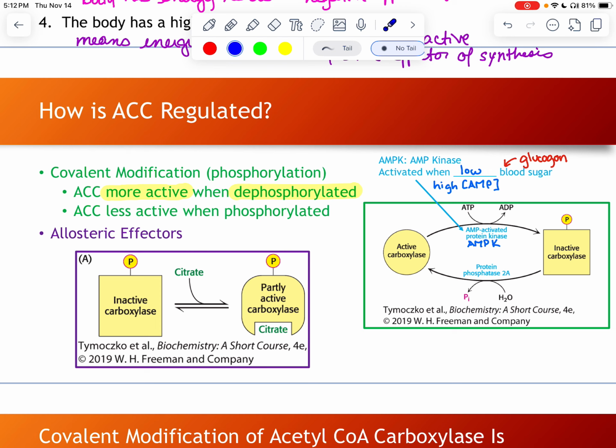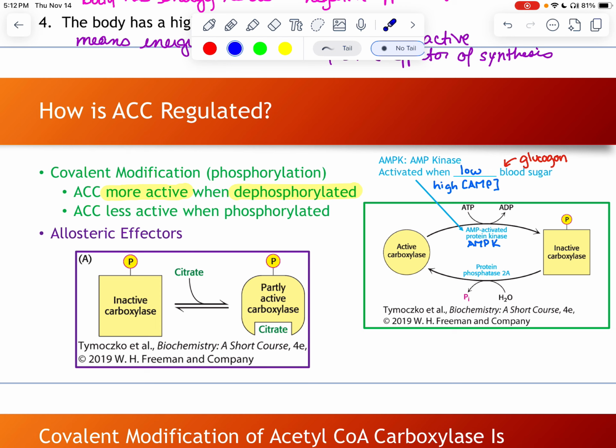Take a deep breath, and then let's look at allosteric effectors. Okay, so allosteric effectors, the first one we're going to look at is citrate. Because if we have a lot of citrate, we said, wow, that means it's not needed, right?